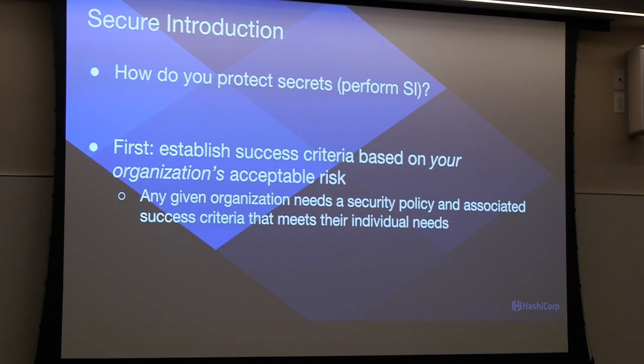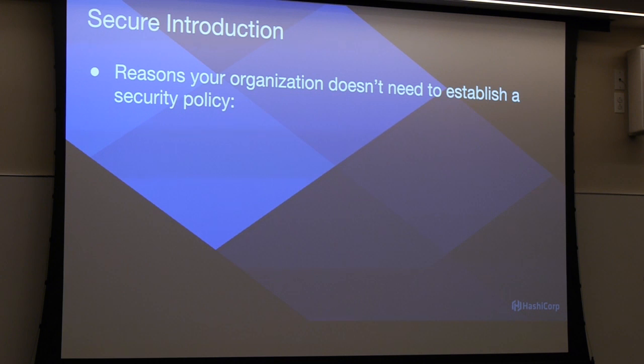Okay, so I mentioned success criteria. The first thing is to establish success criteria based on your organization's acceptable risk. Any given organization needs a security policy. It's not going to be the same as anyone else's, although it can be informed by other people's. But within any organization, if you want to do things securely, you have to figure out what that means, what the success criteria are. And the reasons that you might not need to establish a security policy are absolutely none. Right? Like, you've got to do this.